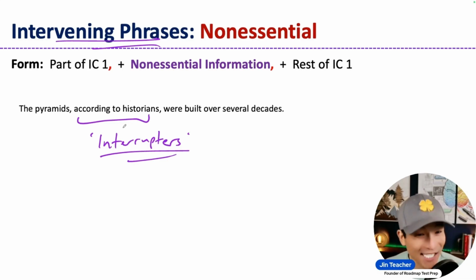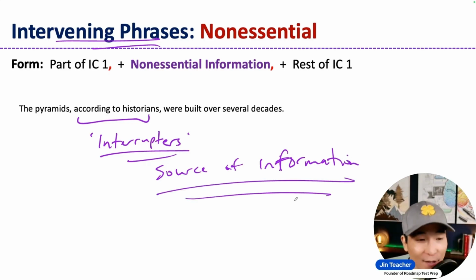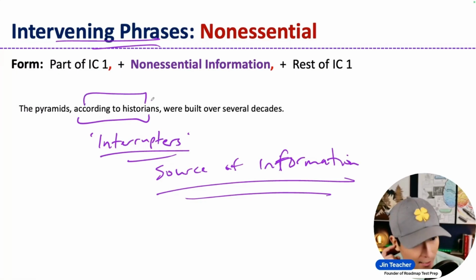Okay, now more specifically, these intervening phrases, they kind of tell you the source of the information. They kind of tell you who said this or where this came from. So we say according to historians. So historians were the ones who said this, right? Historians were the ones who sourced this. They're the ones who told us that the pyramids were built over several decades, okay? So that's what this type of non-essential information is.